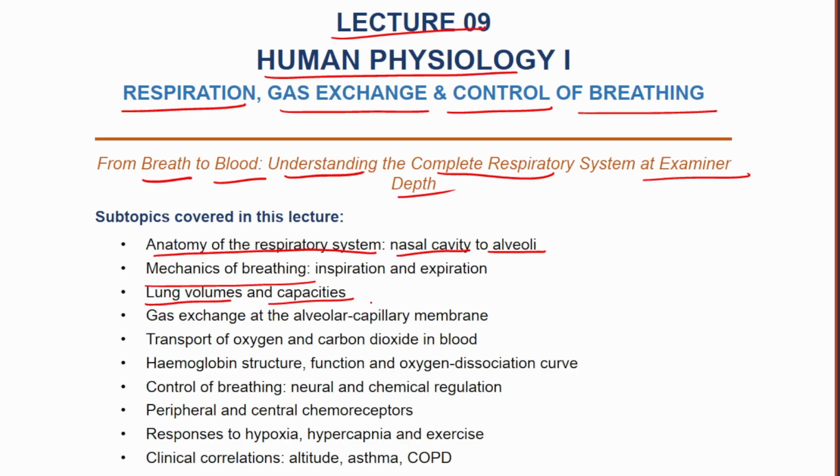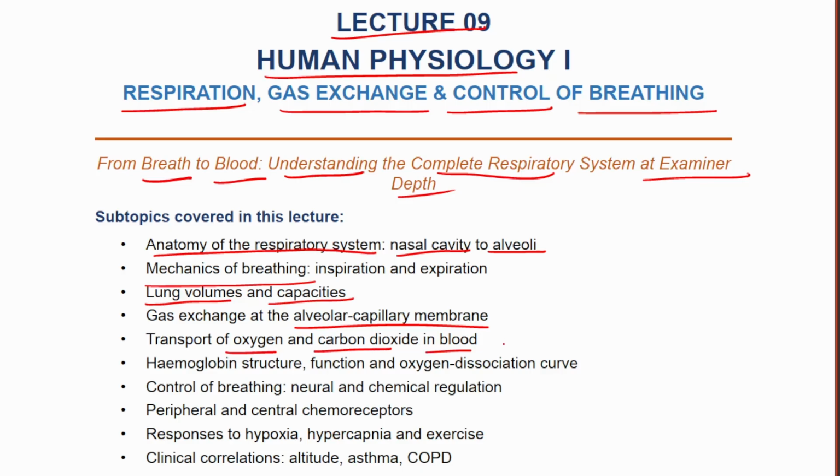Next, we will cross the boundary into the blood, focusing on gas exchange at the alveolar capillary membrane, where simple diffusion dictates how oxygen enters and carbon dioxide exits our system. Once those gases cross the membrane, they must travel. We will detail the transport of oxygen and carbon dioxide in blood.